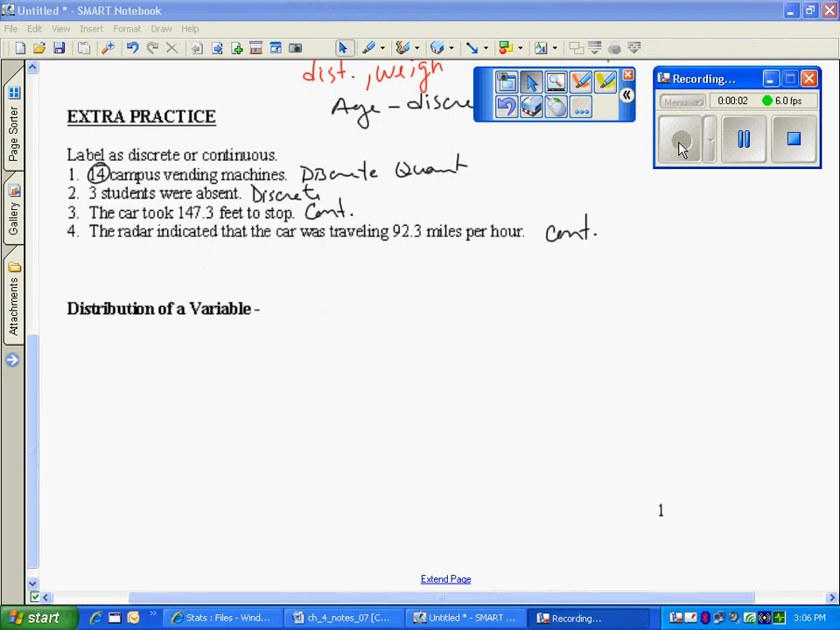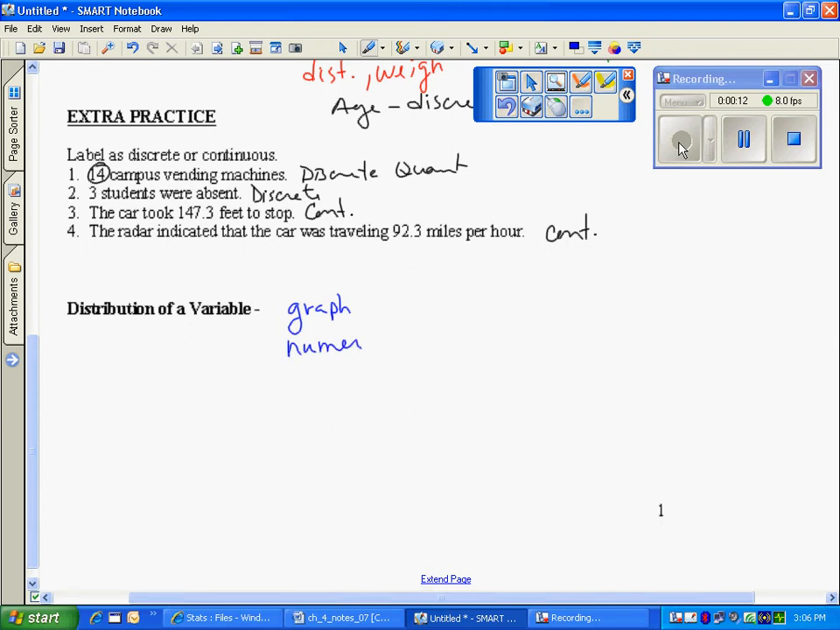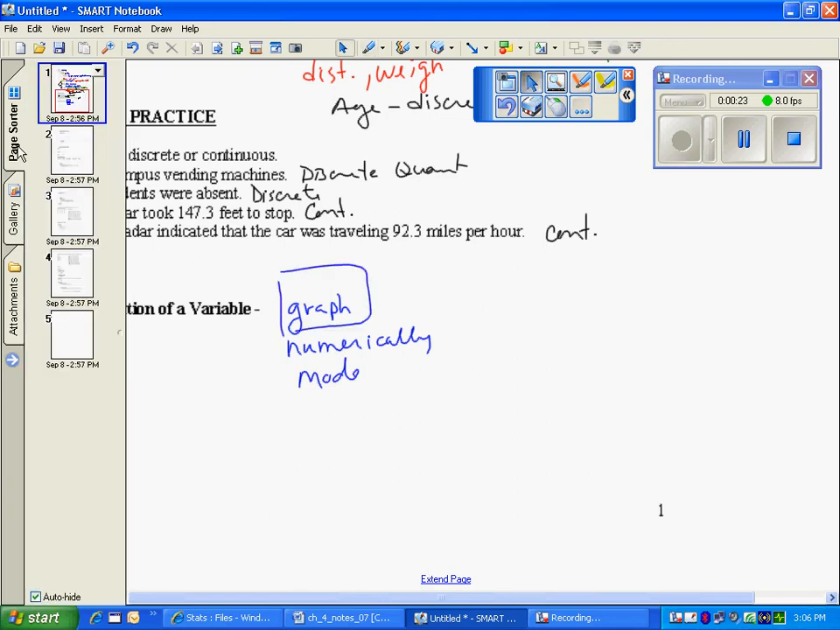In statistics, we're really worried about the distribution of a variable. And we're going to actually break this into three different ways. We're going to look at it through a graph. We're going to look at it numerically as a number. And we're actually also going to look at it as a model. So what we're concentrating on in Chapter 4 is the graphical representation, the picture.